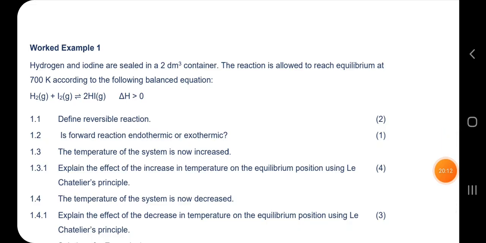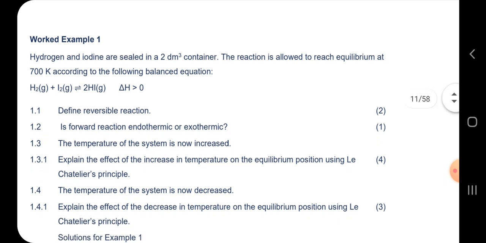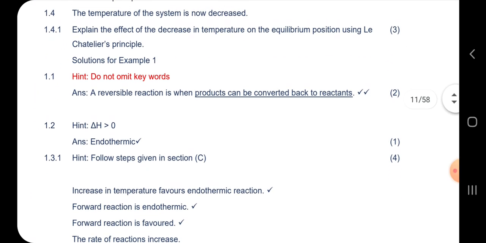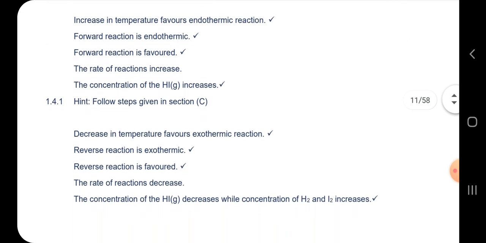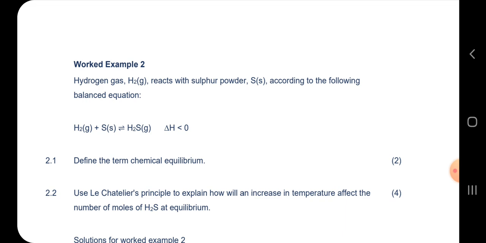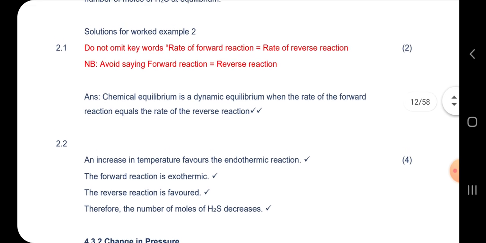So here is an activity that you can do and answer the questions. I will show the questions. You can just pause this video, do this activity, and I will show you the answers. And here are the answers to the questions. You also have hints of how to answer this question here. This is a guideline for grade 12. And you also have example 2. You can pause the video and do this activity. And here are the solutions.